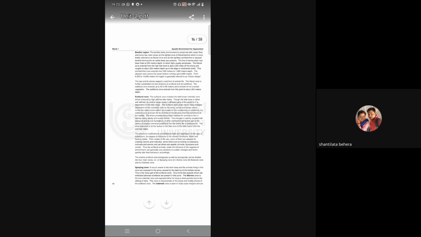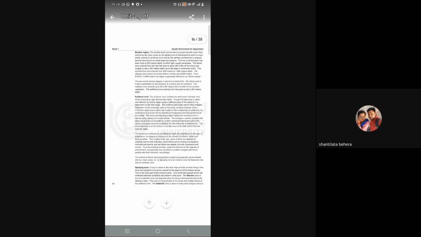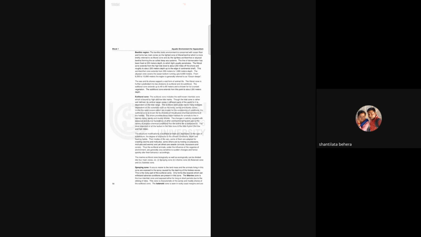Again, the benthic zone is divided into two types. Littoral, where light penetration is more, and abyssal, which has less light penetration. So the two benthic zones are the lighted zone, known as the littoral benthic zone, and the abyssal benthic zone, which is away from the light, where light cannot reach.